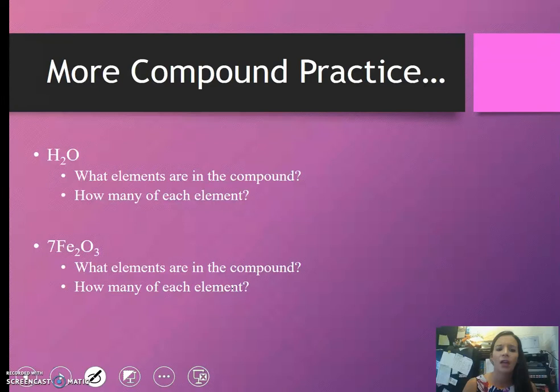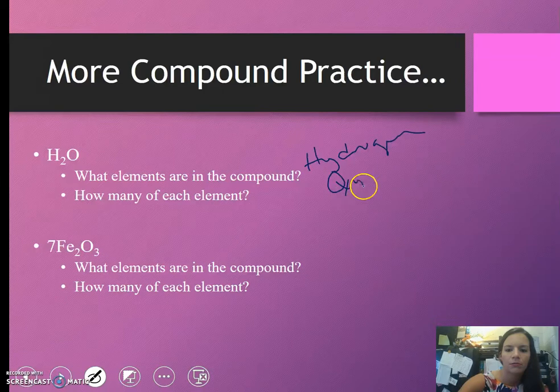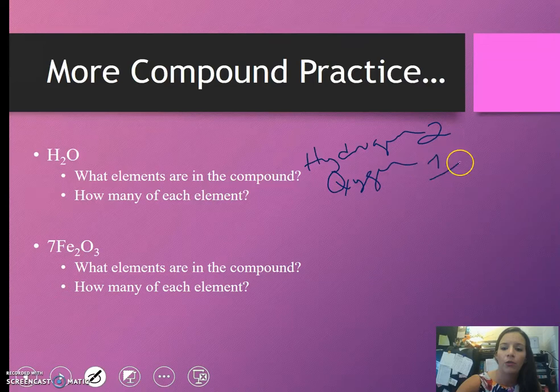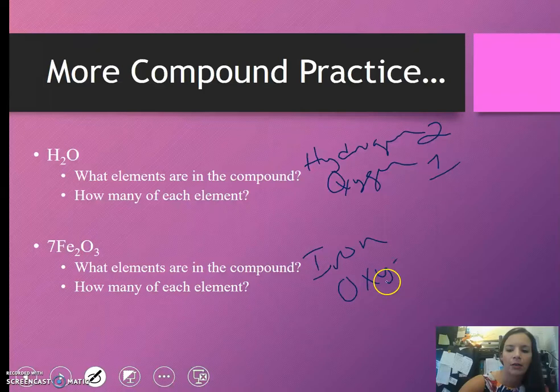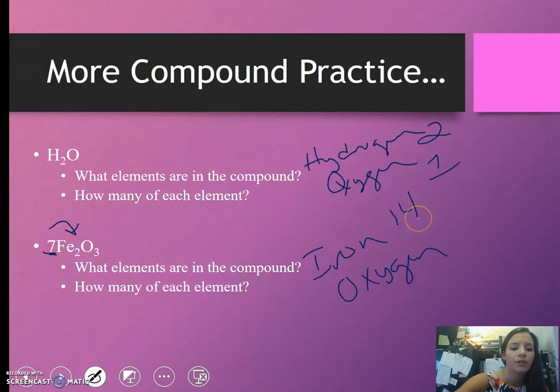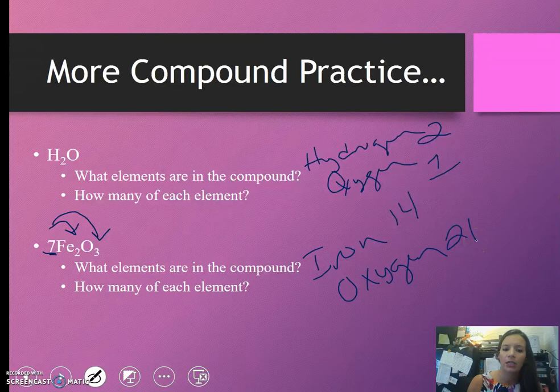So let's do a little bit more practice. We're going to first look at H2O. So we have hydrogen and oxygen. And how many of each? There's two hydrogen and only one oxygen. Now let's look at iron oxide. What elements are in the compound? We have iron and oxygen. Now calculating the numbers here is going to be a little trickier because you have to distribute. So that 7 gets multiplied by 2, meaning there's 14 iron, and then it gets multiplied by 3, meaning there's 21 oxygen in this compound.